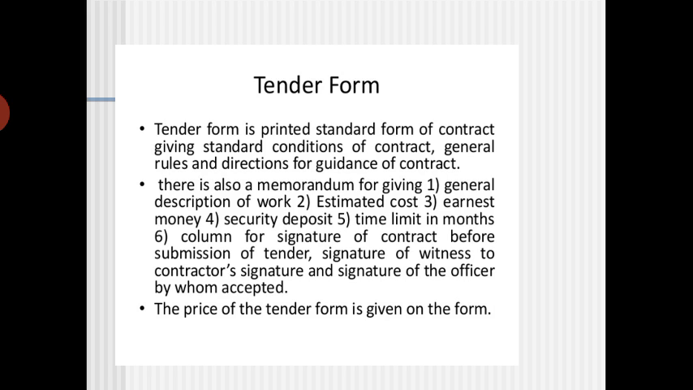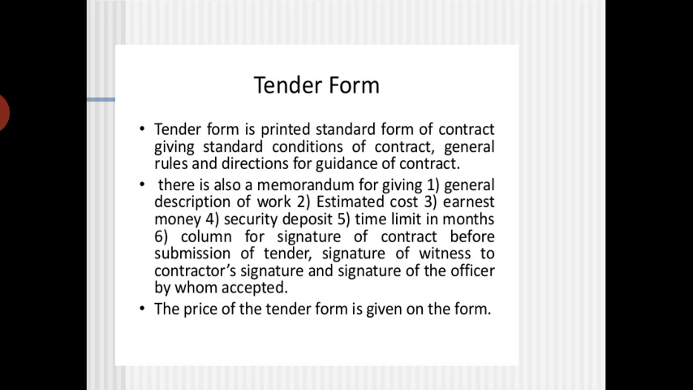So some of the memorandums will include the general description of the work, then estimated cost, then earnest money deposits, then security deposits, time limits in months, column for signature of the contractor before submission of the tender, signature of the witness to the contractor's signature, signature of the officer by whom it is accepted. So these are all the details that should be there in the tender form.